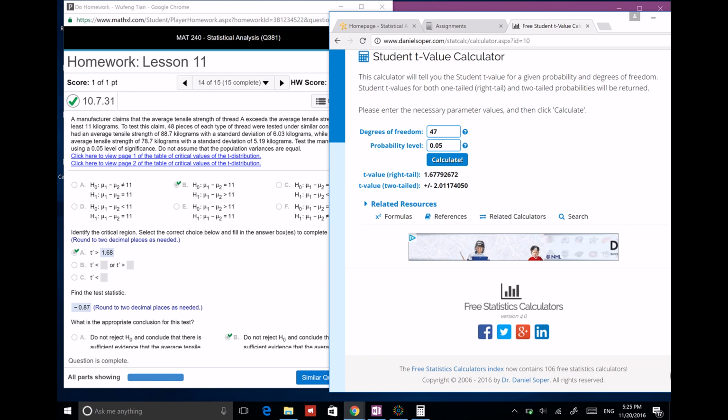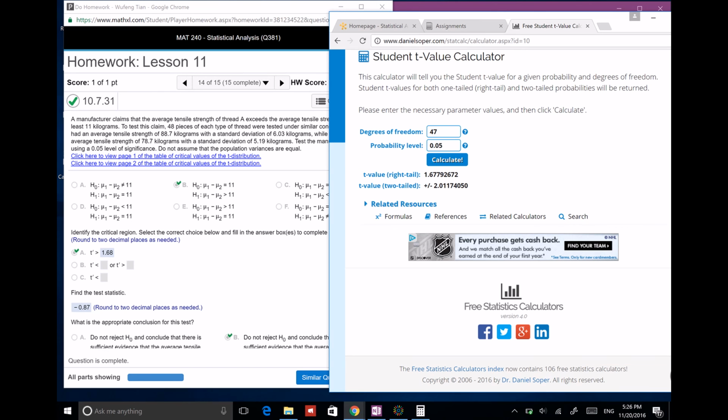So it's 1 tail because it's bigger than 11. Bigger than 11 is 1 tail, not equal to tail. Less than is 1 tail, left tail. Bigger than is right tail, not equal to tail. So it's 1 tail, right tail, because bigger than, right tail is 1.68. So you put 1.68 here.